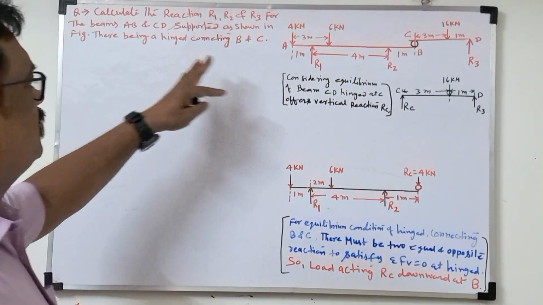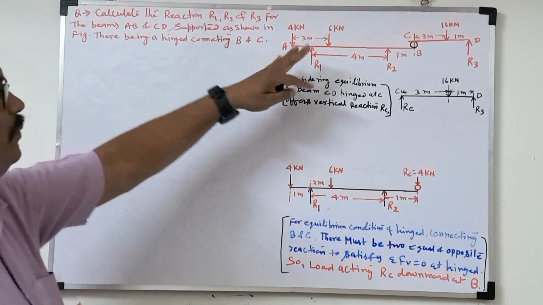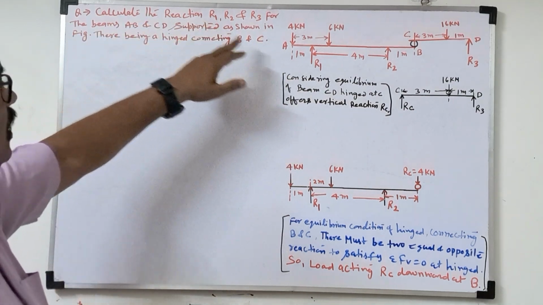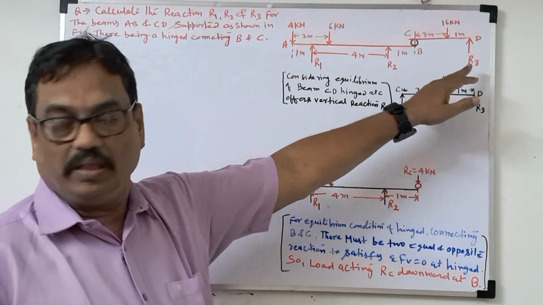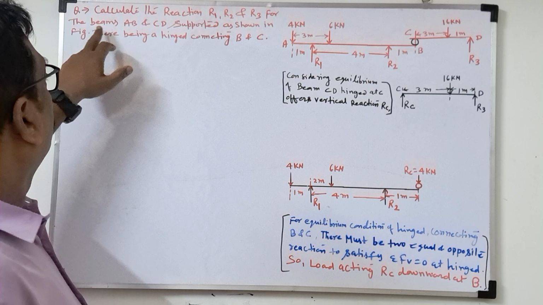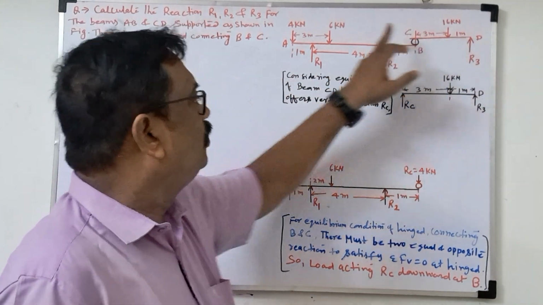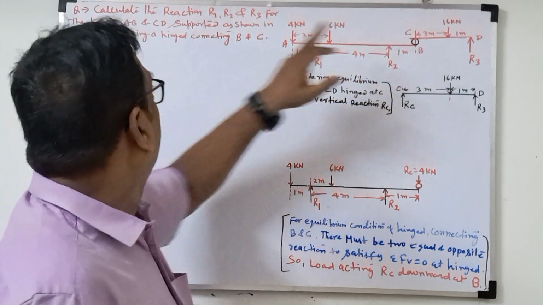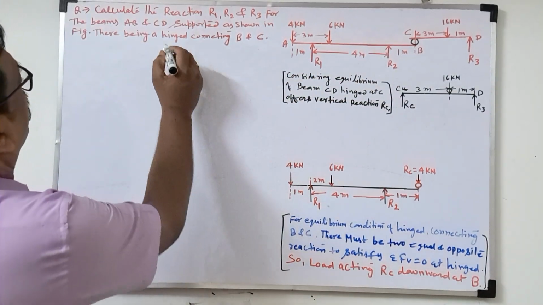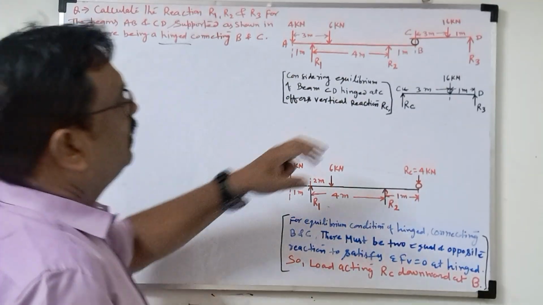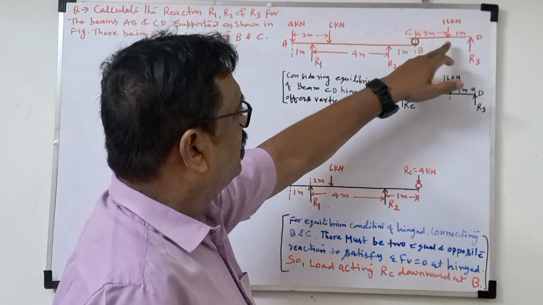Today I am going to discuss the support reactions problem. So what is the problem given here? They are asking to calculate the reactions R1, R2, R3. The beams AB and CD, two beams, are connected with a hinge connecting B and C. This B and C, they are connected by a hinge.